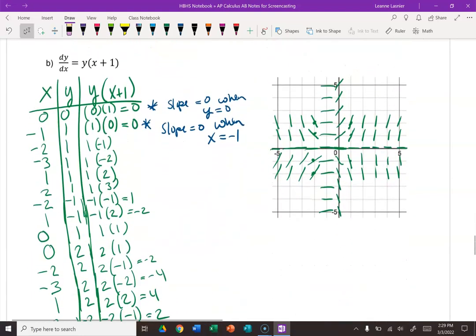Now this one, I got tired after I got to this row here, so I only did from y going from negative 2 to 2. But I did notice some patterns. I noticed that whenever y was 0, I would have a slope of 0, so that was all along the x-axis. And I noticed that whenever x was negative 1, I had another slope of 0. So that was along here.